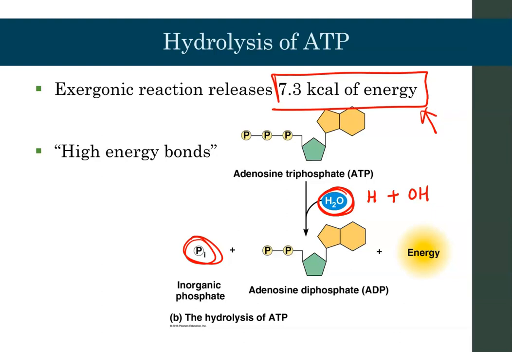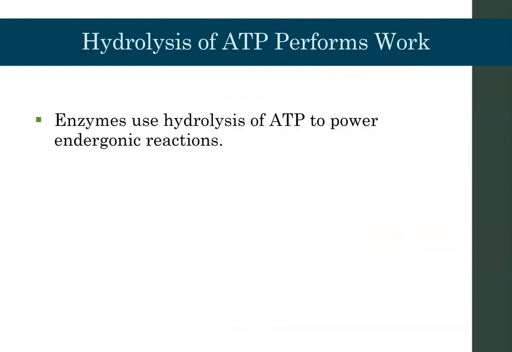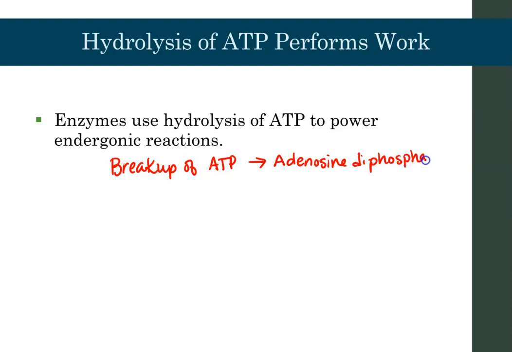Now, one of the ways that ATP is used is by actually transferring this phosphate. So enzymes can use the hydrolysis of ATP to power endergonic reactions. That break up of adenosine triphosphate into adenosine diphosphate, plus a release of energy, is used to power an endergonic reaction.